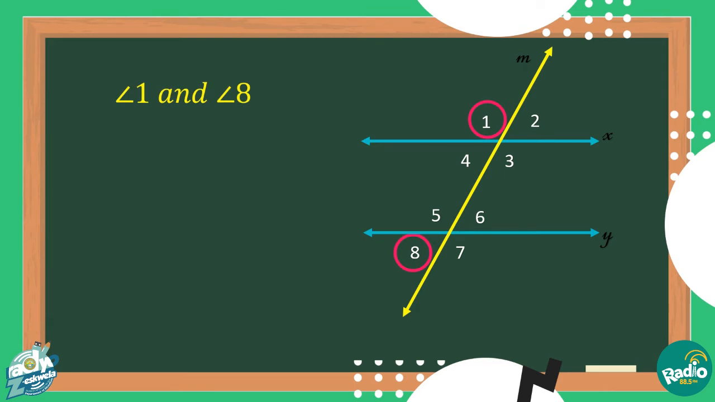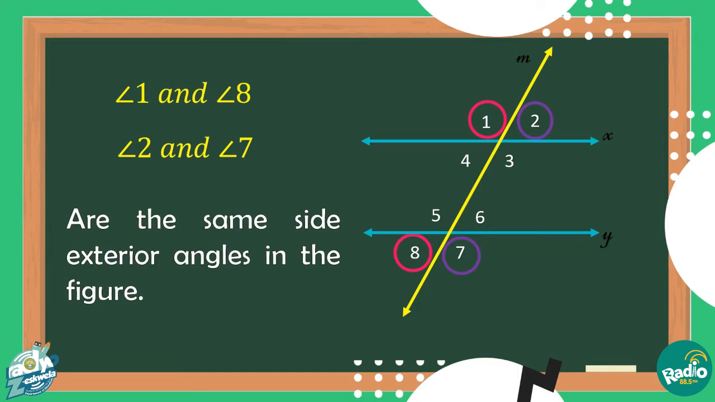pair angles 1 and 8 and pair angles 2 and 7 are what we call the same side exterior angles in the figure. Remember, angles 1, 8, 2, and 7 are what we call exterior angles. But in this case, pair angles 1 and 8, pair angles 2 and 7 are what we call the same side exterior angles.